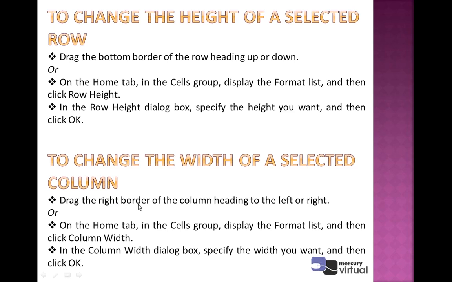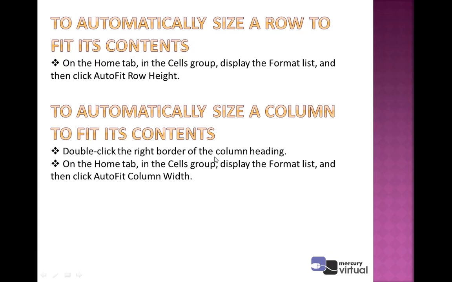In the same way, how to change the width of a selected column. Similarly, you can drag the right border. You use the bottom border for rows because rows are horizontal, and you drag the right border because columns are vertical. Or click on the Home tab in the Cells group, display the Format list, click Column Width, specify the width you want in the Column Width dialog box, and then click OK.